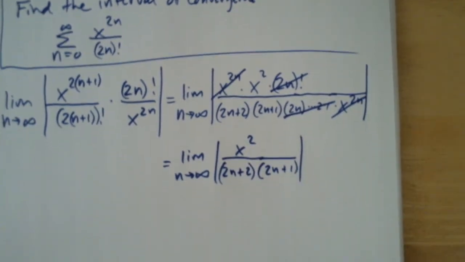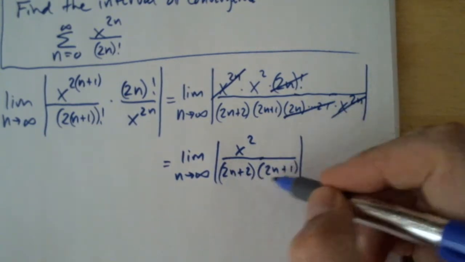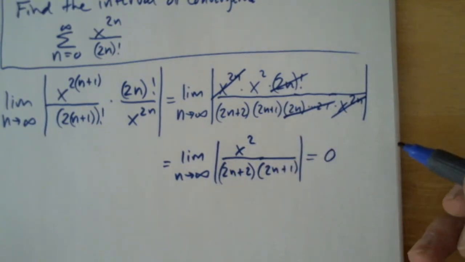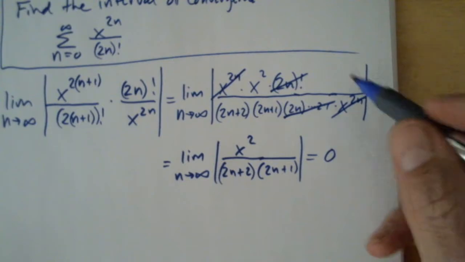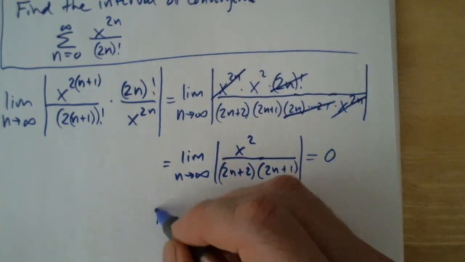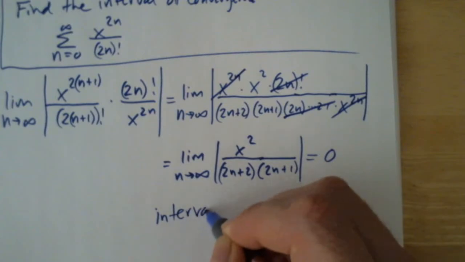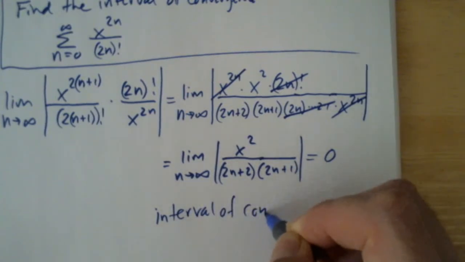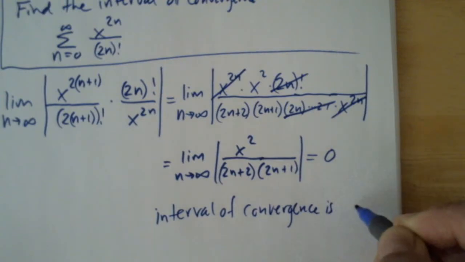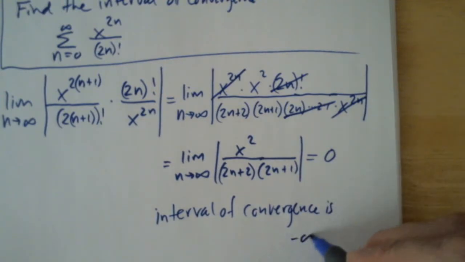And now the n hasn't canceled out, and as n goes to infinity, the denominator goes to infinity, and that means this goes to 0. And that means that this series will converge for all x, and its interval of convergence is all real numbers. We could say negative infinity to infinity.